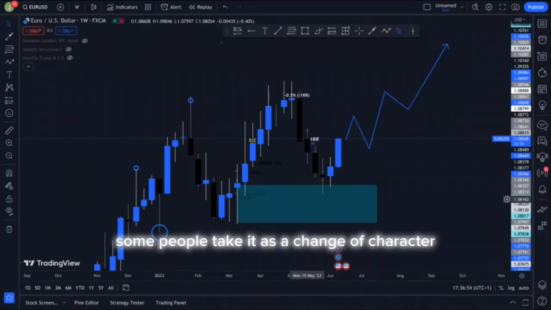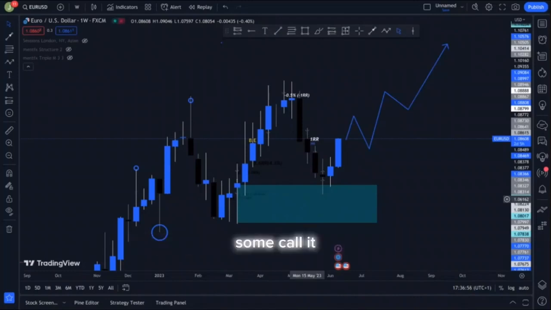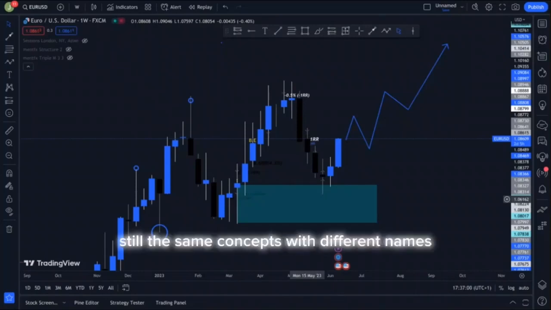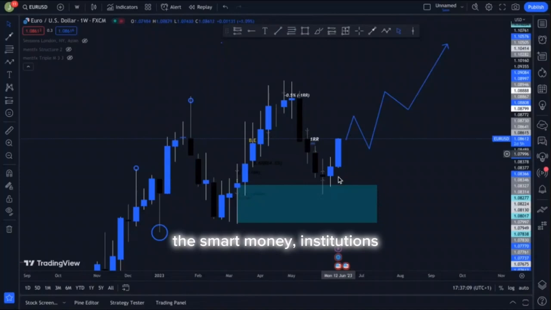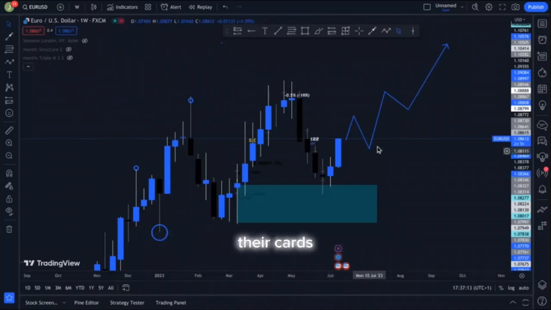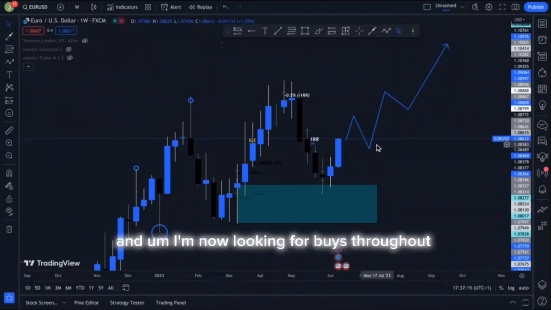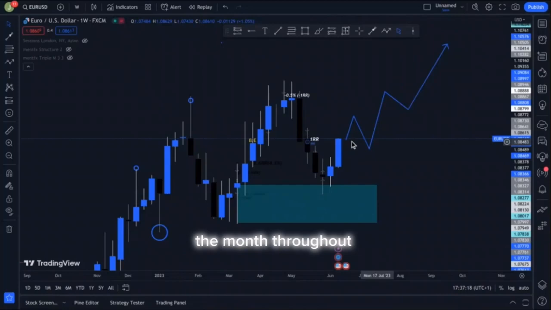Some people take it as change of character. Some call it Judas swing, whatever. But it's still the same concept with different names. That's what I keep telling people. Okay, so I was looking for that accumulation, and finally the smart money institutions, whatever you call them, algo, they have showed me their hands, their cards, and I'm now looking for buys throughout the months, throughout June and July, to take out this liquidity at the top.